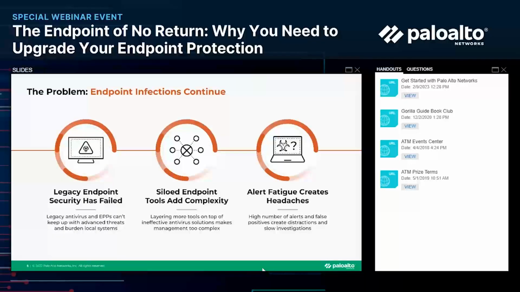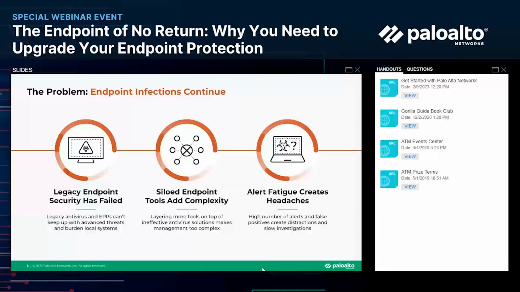And as a result, some organizations have begun to layer more tools on top of those antivirus solutions in an attempt to fix the problem. What this does is create not only a management nightmare, but it really just adds complexity when the goal should be simplification, right? So too many ineffective siloed tools usually just create a high number of alerts and false positives that create further headaches for an already burdened IT or SOC team.